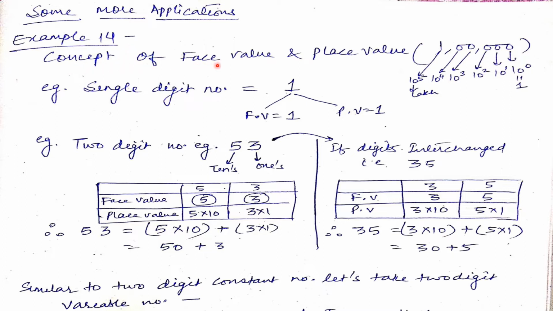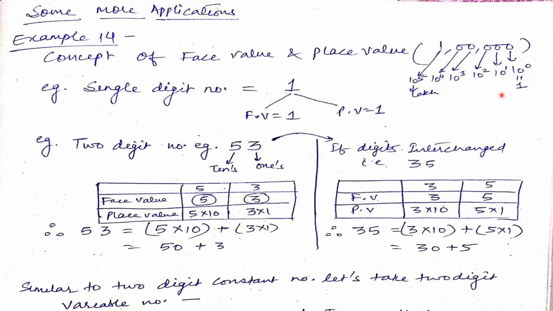The concept of face value and place value. We all have been studying numbers since childhood. We have studied the decimal number system, in which we take, suppose this number, we call it 1 lakh. But why do we call it 1 lakh? The reason is that the rightmost digit is the ones digit. Actually it is 10 power 0, because 10 power 0 is 1. That is why we call it the ones digit. The next one is 10 power 1, that is the tens digit. Then it is the hundreds digit, thousands digit, 10,000 digit and lakh digit.